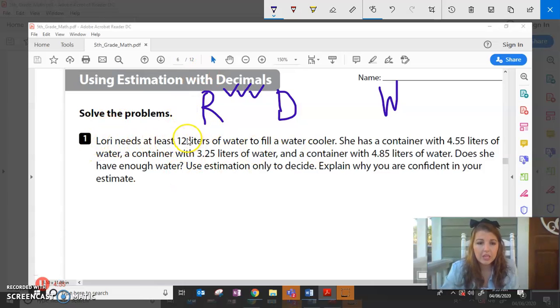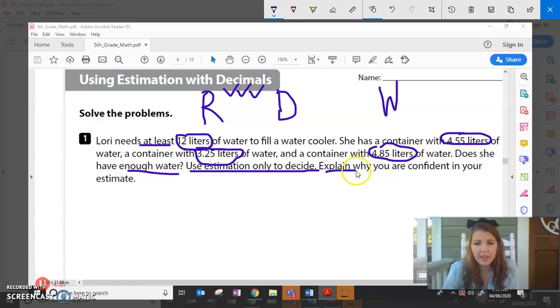Lori needs at least 12 liters of water, at least that amount. She has a container with 4 55/100 liters of water, 3 25/100 liters of water, and 4 85/100 liters of water. Does she have enough water? Use estimation only to decide and explain why you know you're correct. So the question is asking me, this is the third read, does she have enough water? And using estimation to solve that.